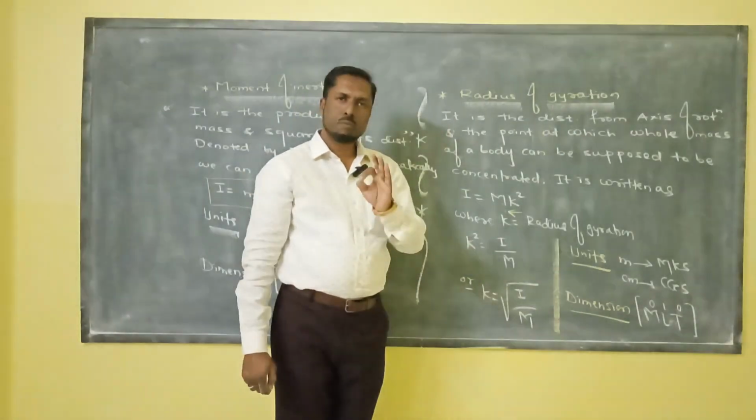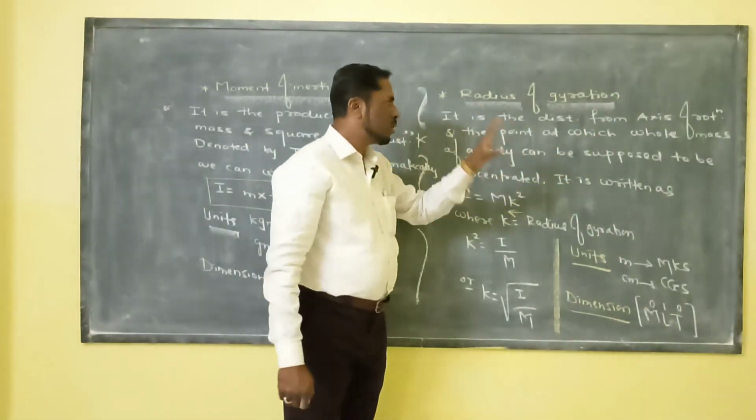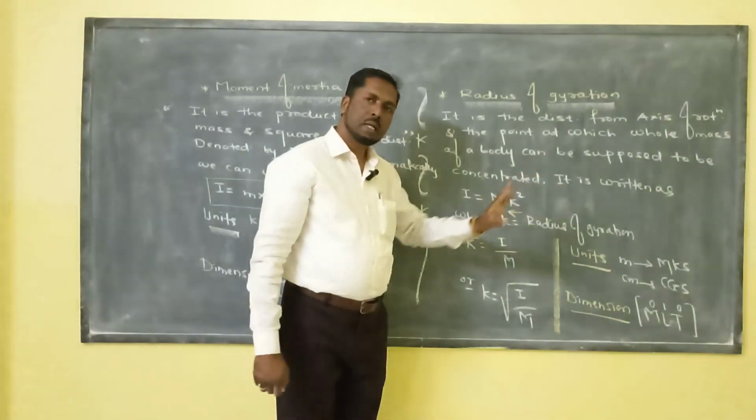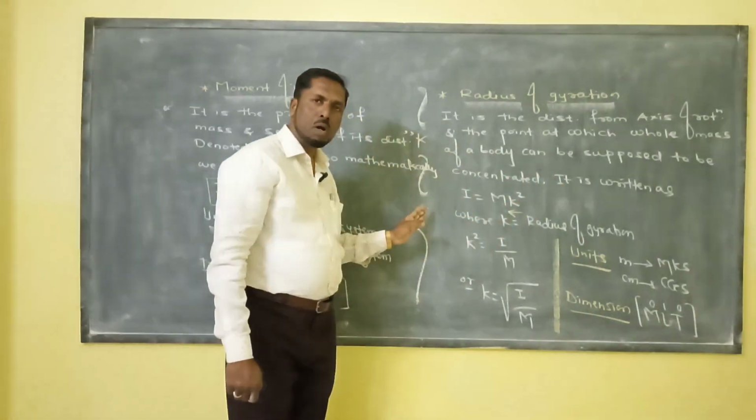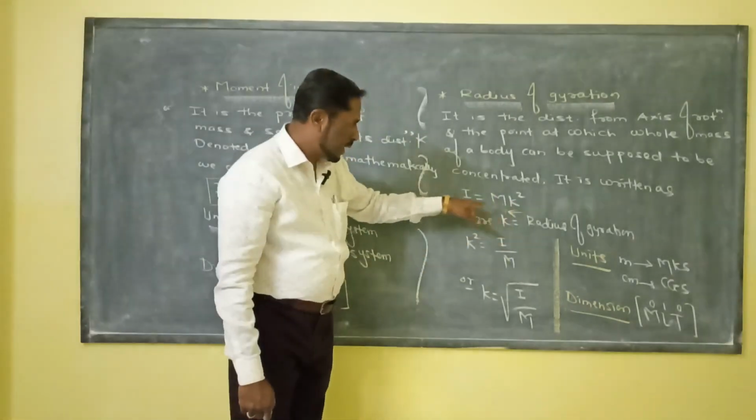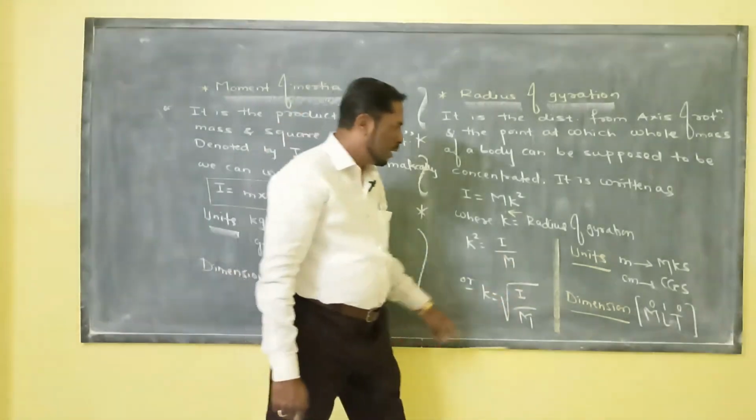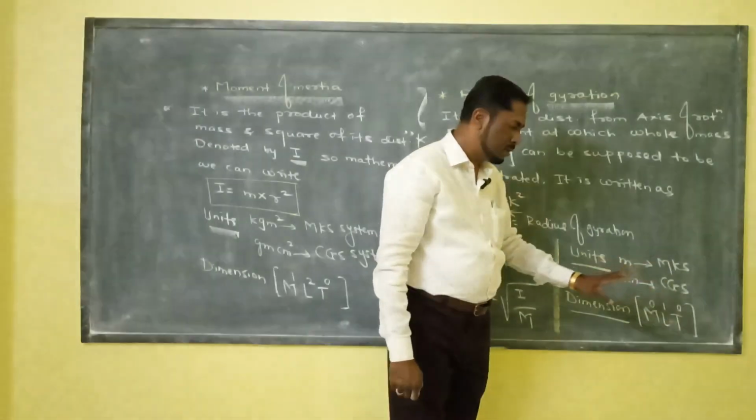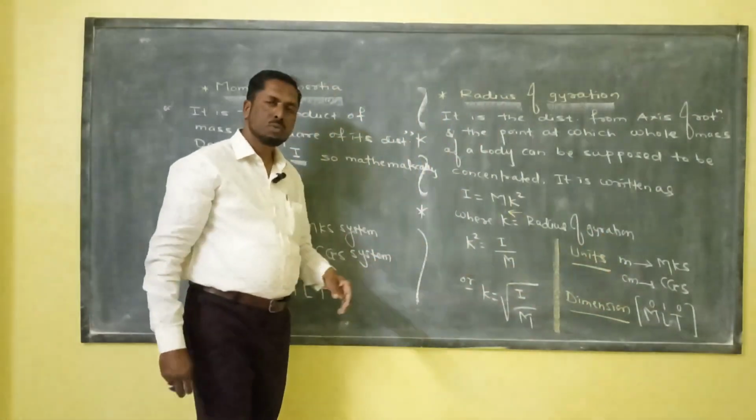So what do we understand by radius of gyration? It is the distance from the axis of rotation to the point at which the whole mass of a body can be supposed to be concentrated. It is written as I is equal to m k square, where k is the constant of proportionality called radius of gyration. So k square is equal to I by m, or k is equal to under root I by m. Units are meter in MKS system and centimeter in CGS system. It has dimensions M raised to 0, L raised to 1, T raised to 0.